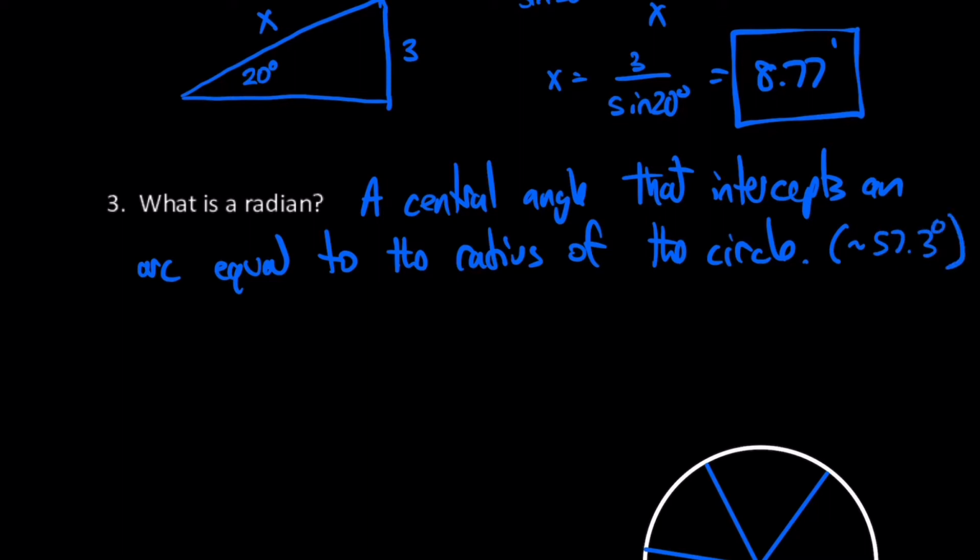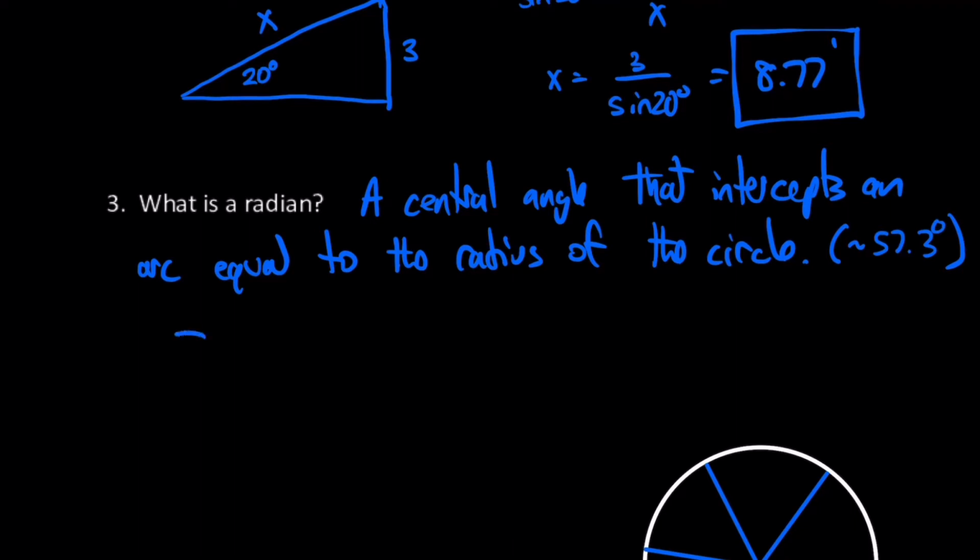Now, people get confused with a radian because they think it has to have pi in it. A radian doesn't have to have pi in it any more than degrees has to have pi in it. A radian is simply another unit of measure for angles. Kind of like to measure length, we can use inches or we could use centimeters. Those are just two different units of measure.